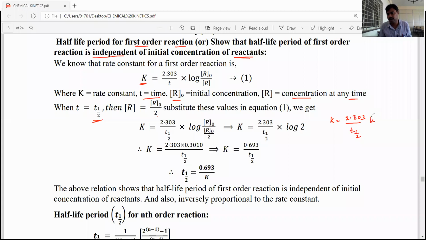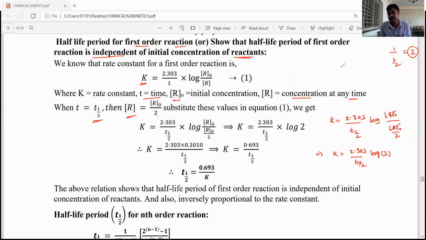Okay, dear students, and log R naught by R: the final concentration of reactant is nothing but R naught by 2. Just substitute R naught by 2, and the R naught will cancel, dear students. 1 by 1/2 is nothing but 2. So this equation becomes K is equal to 2.303 by t half into log 2.